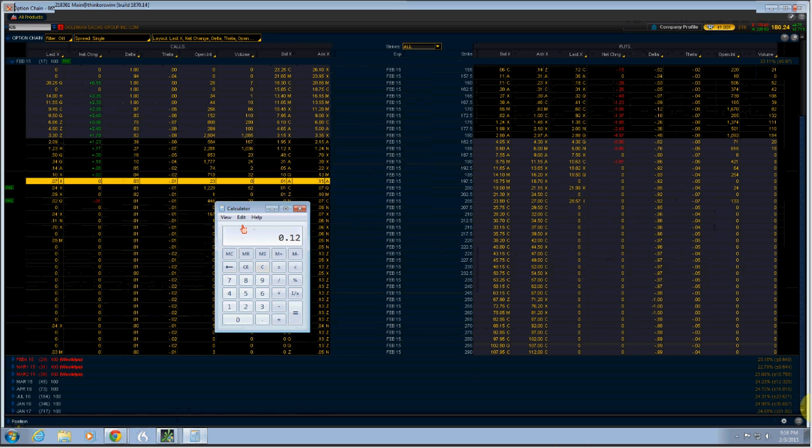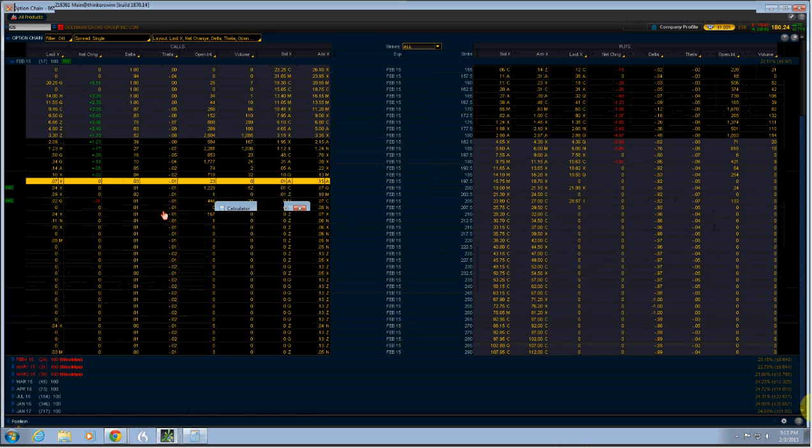But when it all comes down to it, you're going to get smaller moves in your contract price the further out you are, simply because of one other aspect. Look at your delta. What happens to your delta the further out of the money you get? What happens to your delta?